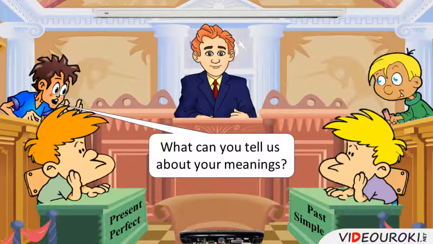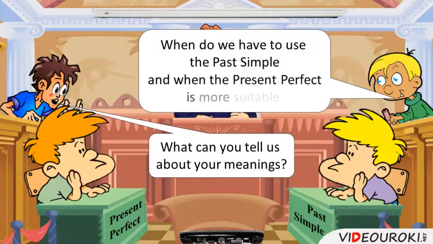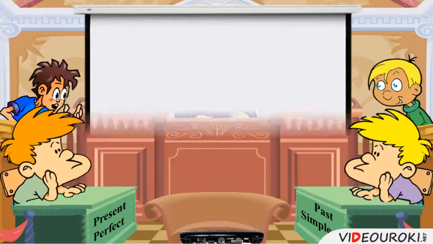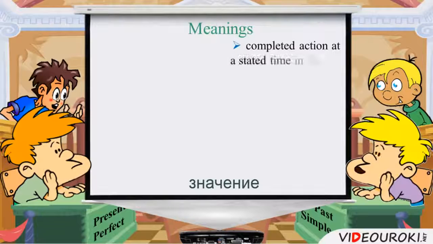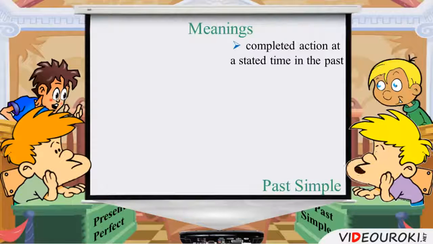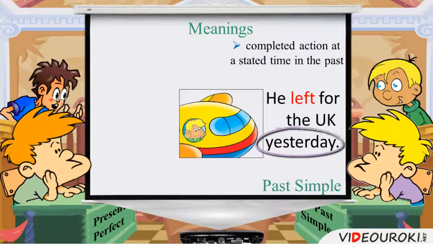And what can you tell us about your meanings? When do we have to use the past simple and when is the present perfect more suitable? If we speak about a completed action at a stated time in the past, we use the past simple tense. If we speak about a completed action performed at a definite time in the past, we use the past simple. He left for the UK yesterday. When did he leave? Yesterday.